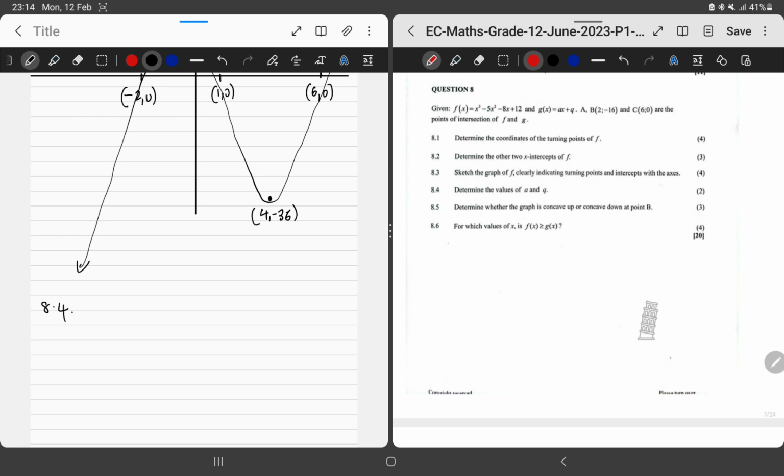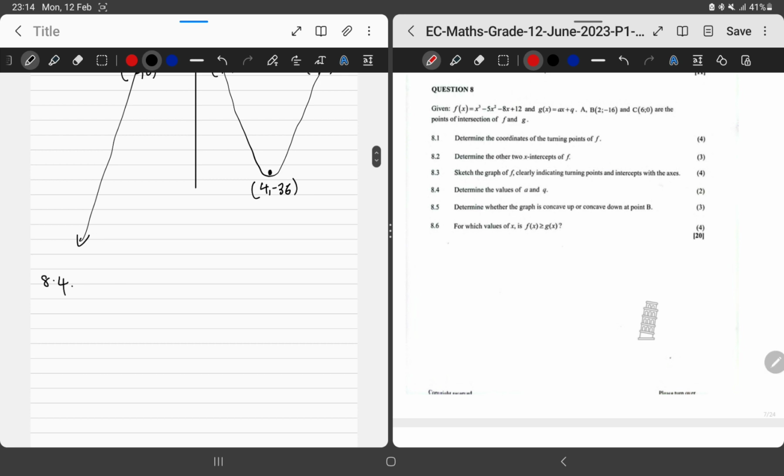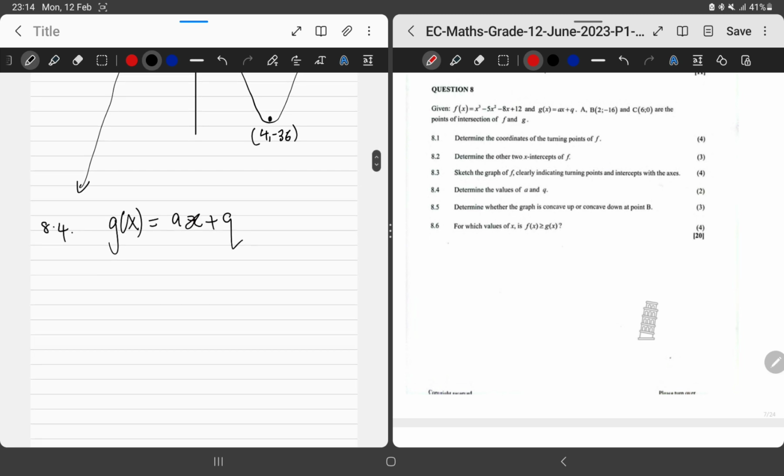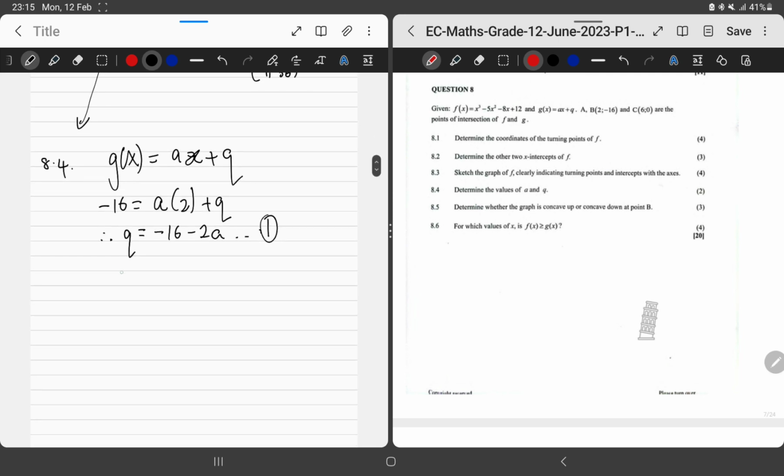Then 8.4. They want me to find the values of a and q. So I'm given g(x) = ax + q. And I am told that A, B, C are the points of intersection of f and g. Okay, so I'm going to just substitute: -16 = a(2) + q. Therefore, q should be equal to -16 - 2a. This is equation 1.